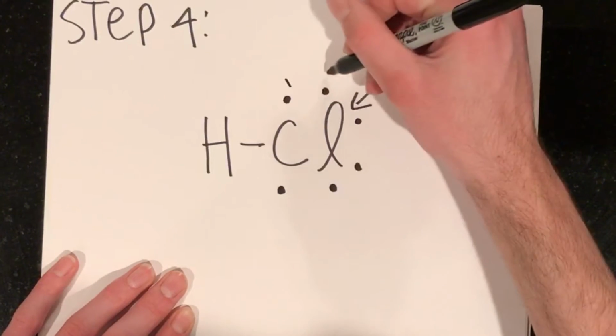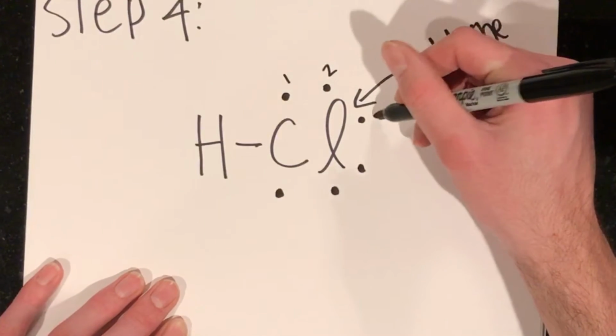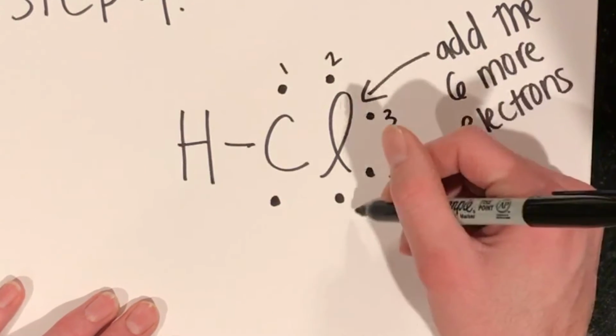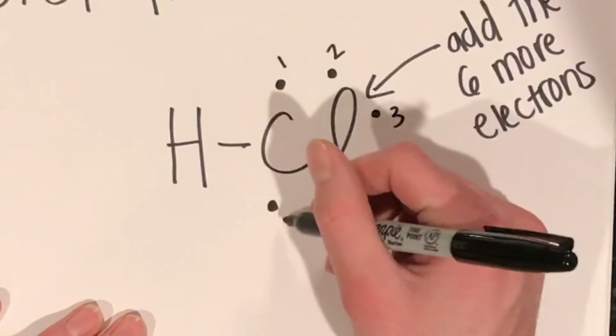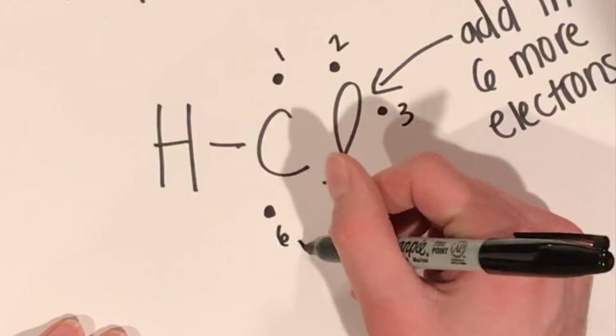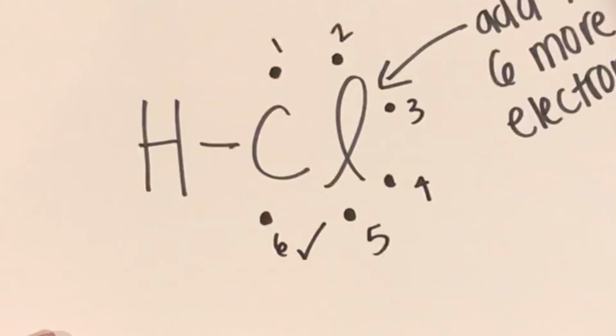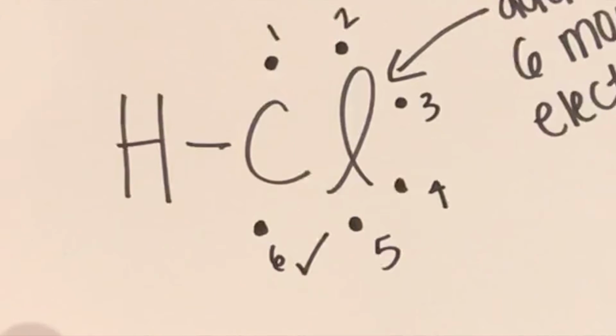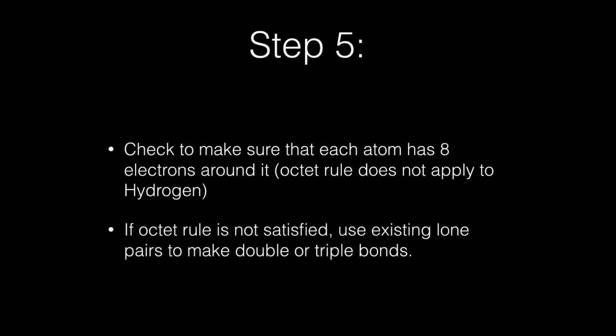With the line bond being 2 electrons and the 6 electrons we just added around chlorine, chlorine now has 8 electrons. Like I said, majority of atoms need 8 electrons surrounding it. In step 5, check to make sure that each atom has 8 electrons around it. Octet rule does not apply to hydrogen, like I stated earlier.